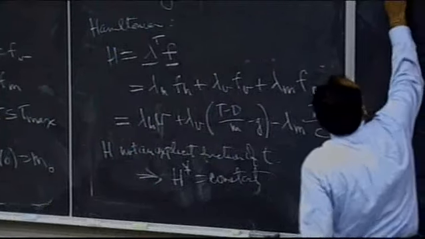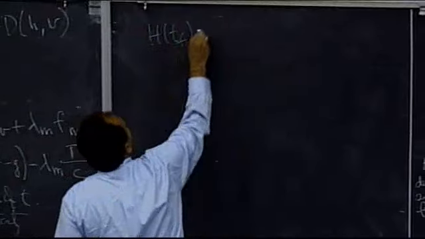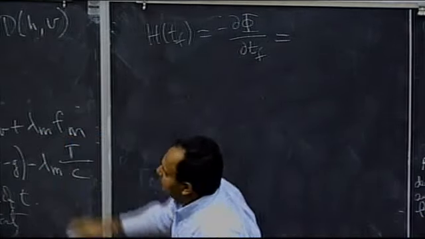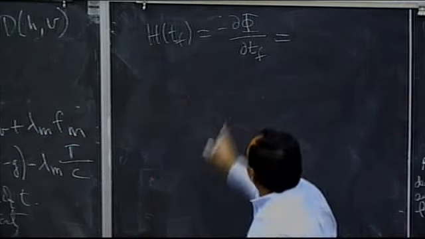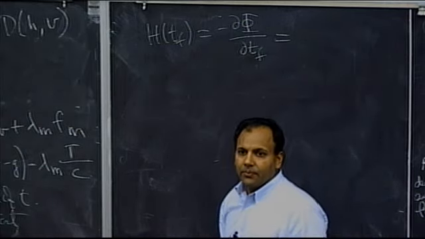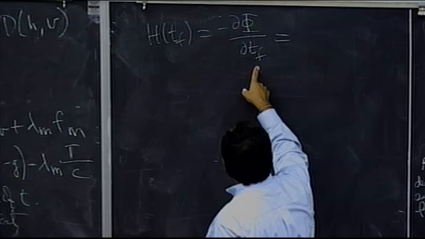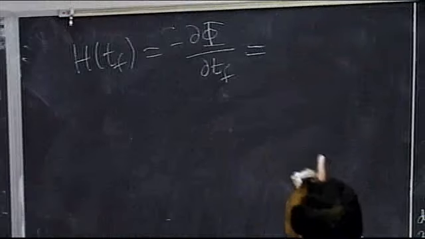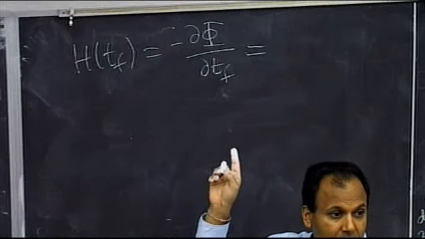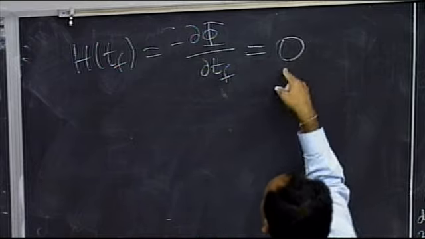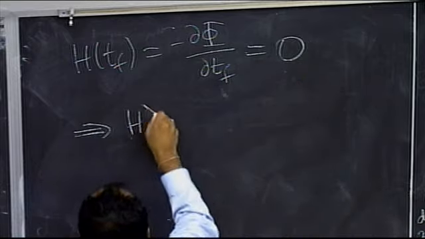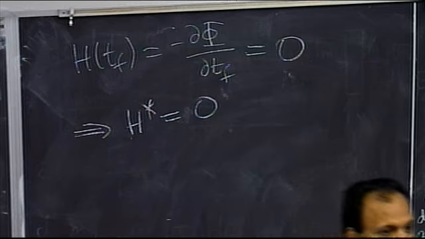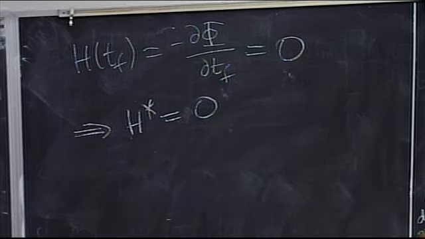I know that the Hamiltonian at tF is equal to minus d phi dtF. Well, what's phi? It's minus H at tF, right? So if I take the partial of phi with respect to tF, what do I get? No. It's a partial derivative. It's not a total derivative. I get 0, right? So H star has to equal 0, because it's a constant and it's 0 at one point, so therefore it's 0 everywhere, right? So the optimal Hamiltonian is 0.